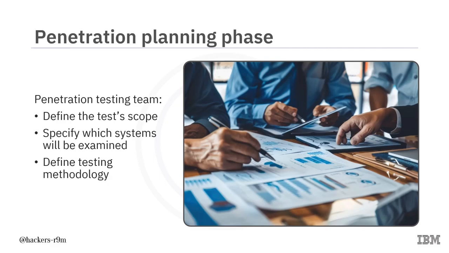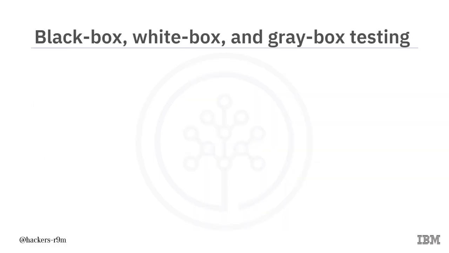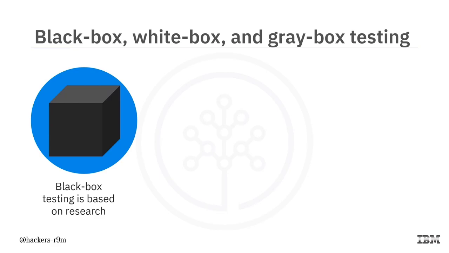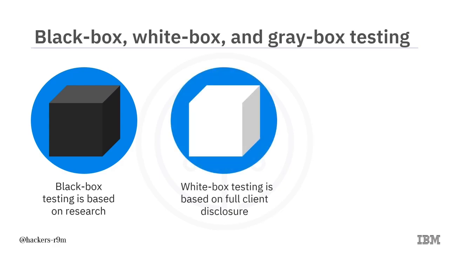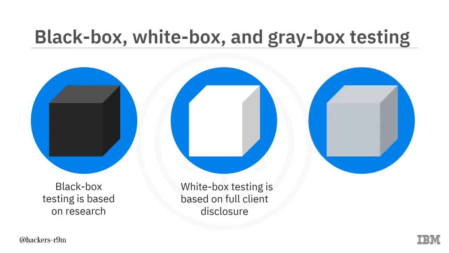The planning phase consists of black box testing, white box testing, and gray box testing. In a black box test, pen testers have no prior knowledge of the target system and must rely on their research to simulate an attack, much like an actual hacker would. In a white box test, pen testers receive full disclosure about the target system, including network diagrams, source codes, and credentials. Conversely, in a gray box test, pen testers are provided with limited information, such as IP ranges, and need to independently identify vulnerabilities within those ranges.